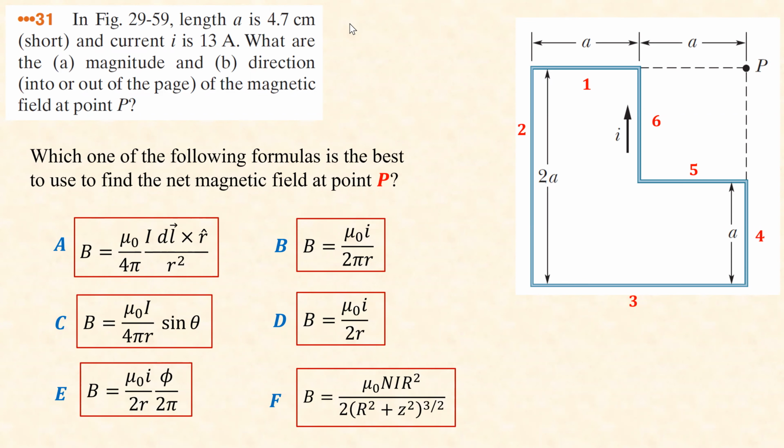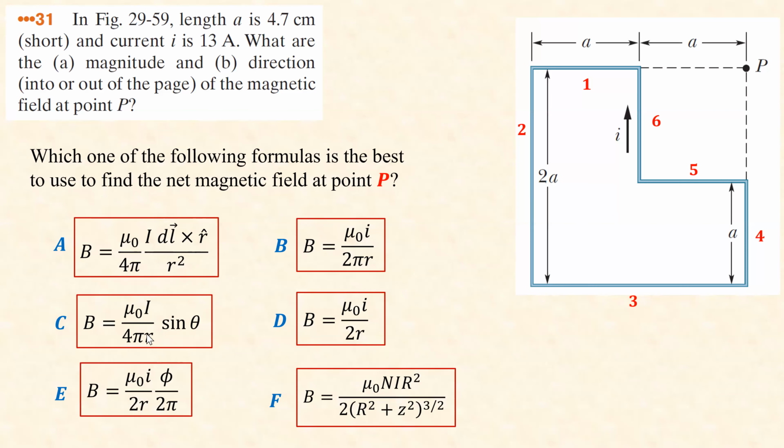All right, so these are the distributions. The first equation is Biot-Savart's law. It can be applied to anything, but you have to integrate. It's okay, you have to integrate. The second one is for an infinitely long wire. We don't have an infinitely long wire here, so B is not the answer.